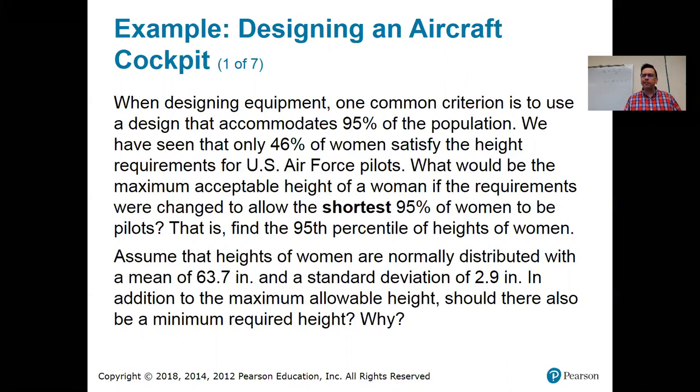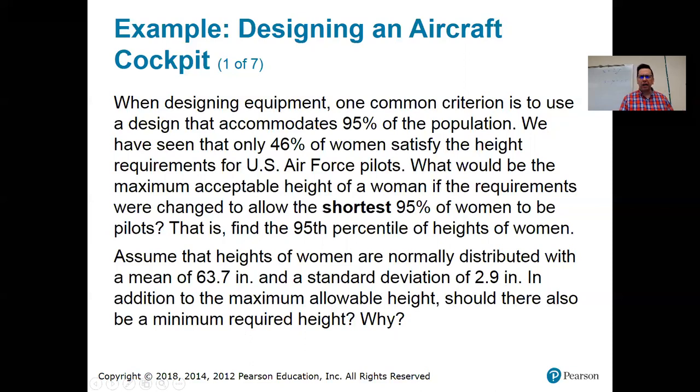What would be the maximum acceptable height of a woman to be an Air Force pilot if the requirements were changed to allow the shortest 95% of women to be pilots? So in other words, we want to find the 95th percentile of heights of women. So we need to have some information about the heights of women. They are normally distributed with a mean of 63.7 inches and a standard deviation of 2.9 inches. And then they have this little question at the end. In addition to the maximum allowable height, should there also be a minimum required height? I'm not as worried about that part.